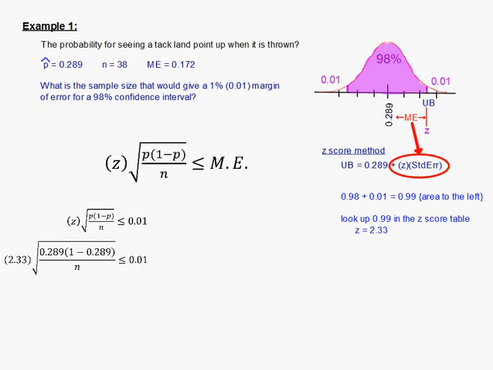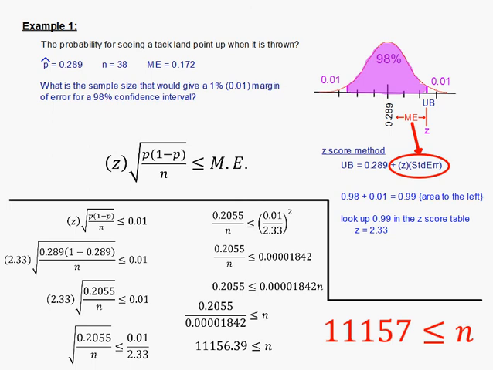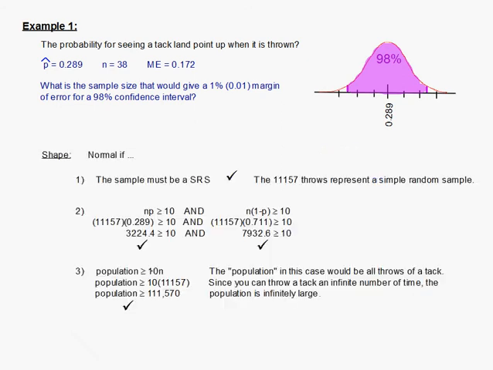And then we can plug in our numbers, our p-value and our z-score. We can calculate it, and we get that the sample size, the number of times we'd have to throw this tack, would have to be over 11,000 times in order to reduce the margin of error to only 1%. Remember, it was 17% before. So it would take quite a number of trials, or a big sample size. Of course, we'd have to verify that using the normal is a justified distribution to use, which it is.